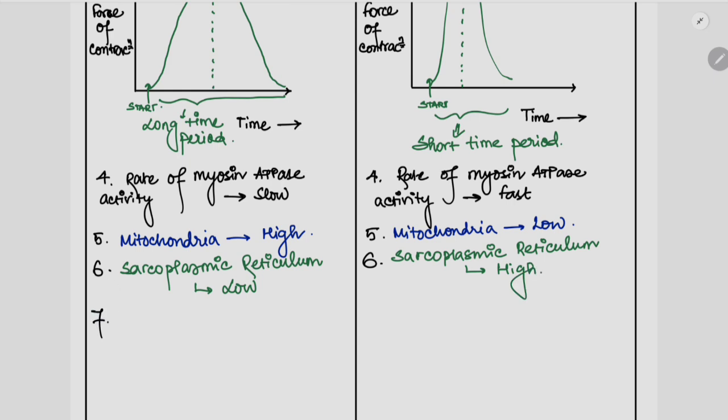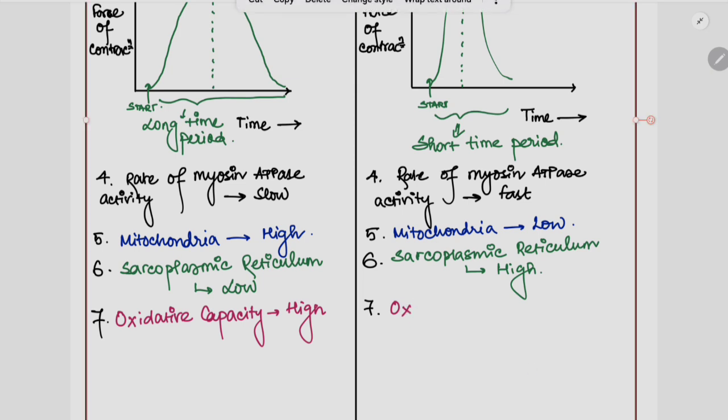As there is a high density of mitochondria, the oxidative capacity of type 1 muscle fibers is very high. Oxidative capacity is also higher. But in type 2 muscle fibers, as there are low mitochondria, oxidative capacity is also low here.